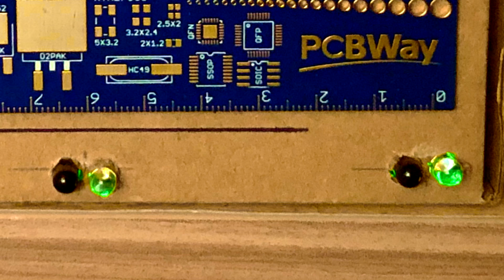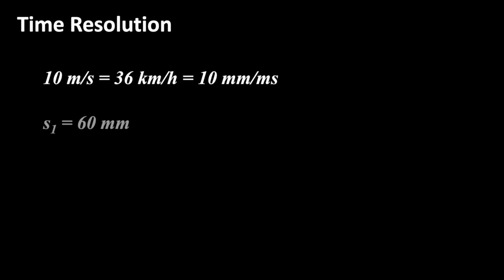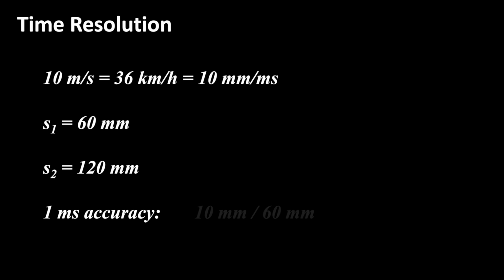First, we need to think about the time resolution we actually need. Our slot cars can travel about 10 meters per second, which corresponds to 36 kilometers per hour. 10 meters per second is equivalent to 10 millimeters per millisecond, which is quite a lot compared to the sensor distances given. In case we could only measure milliseconds, then our accuracy would be unsatisfactory because the measurement error would be about 17% at this speed.